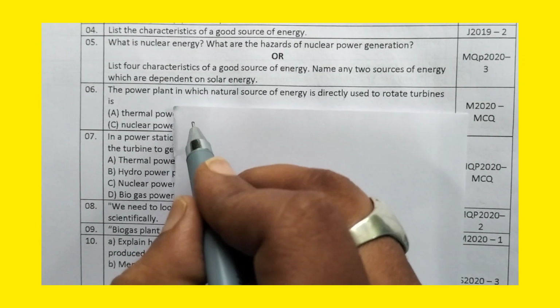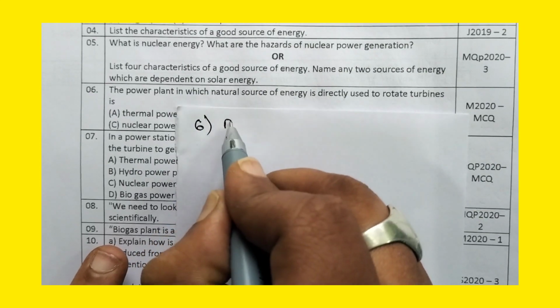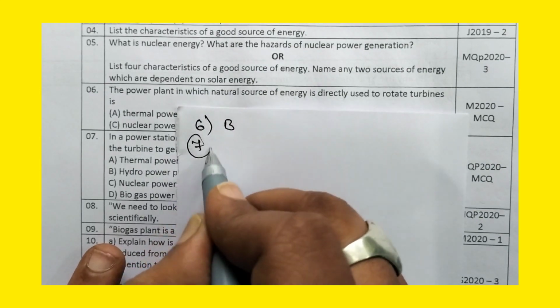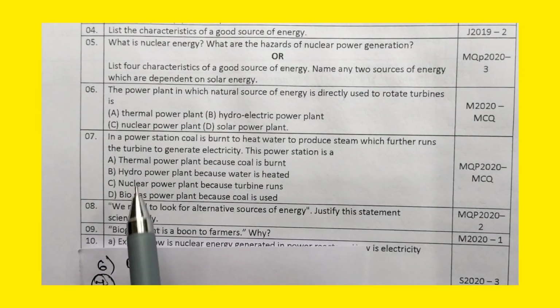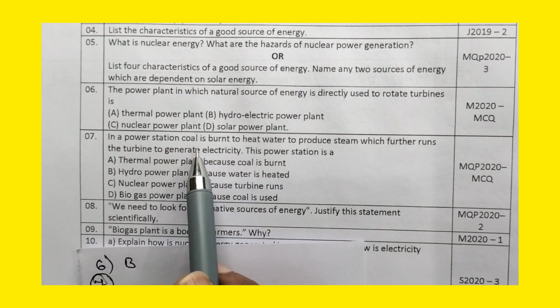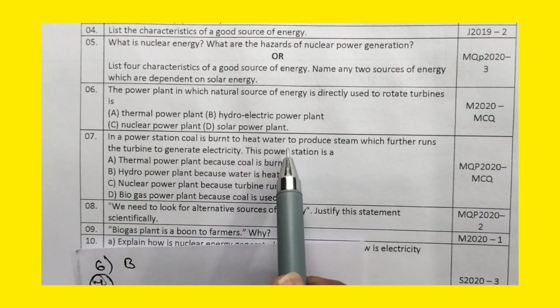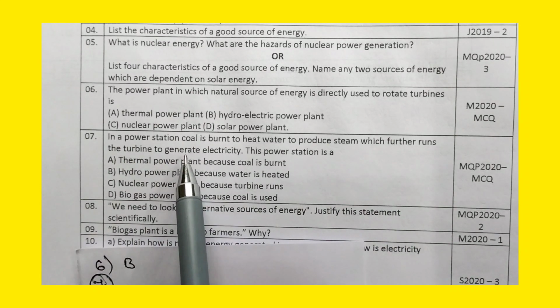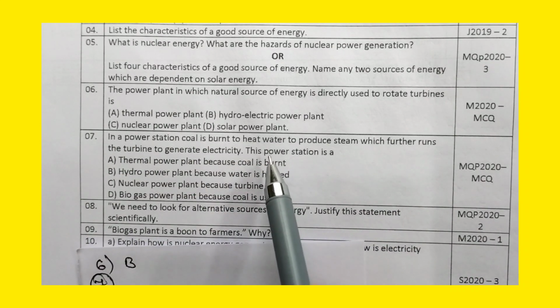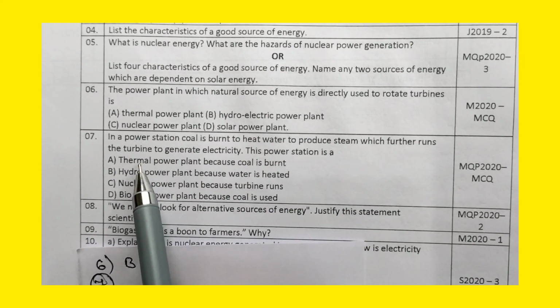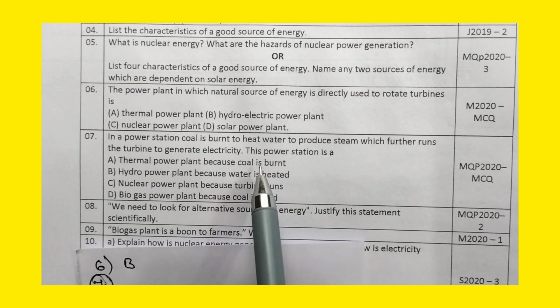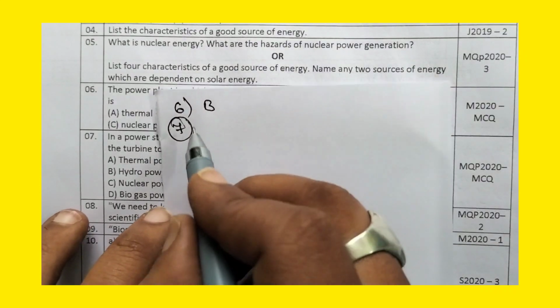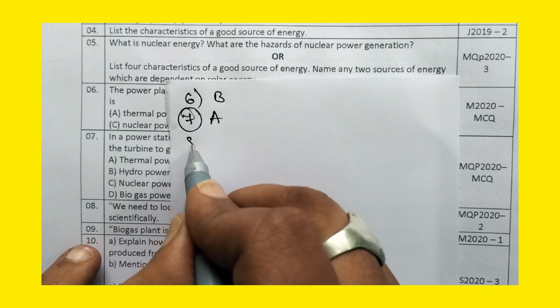So for the 6th question, option B is the right answer. Now let us move to the 7th question. In a power station, coal is burned to heat water to produce steam, which further runs the turbine to generate electricity. This power station is a thermal power plant because coal is burnt. So for the 7th one, option A is the answer.